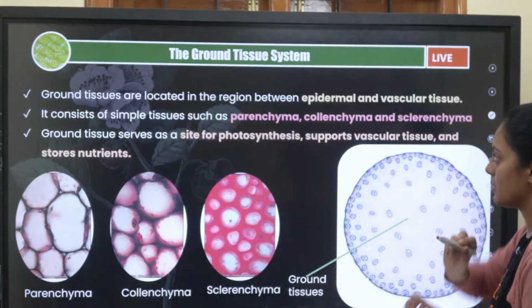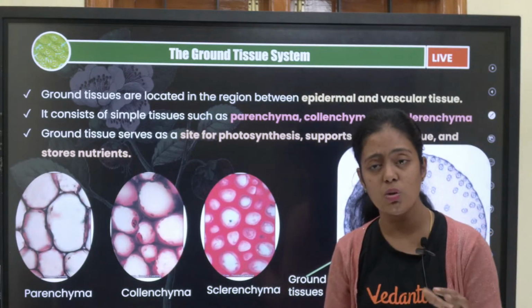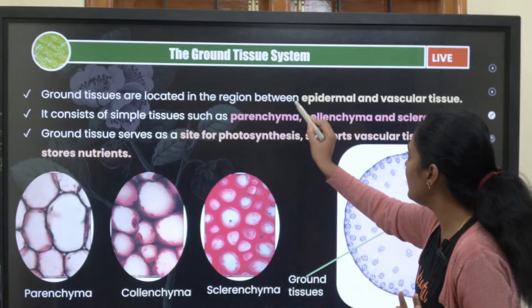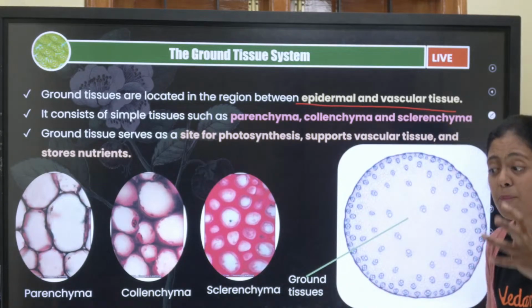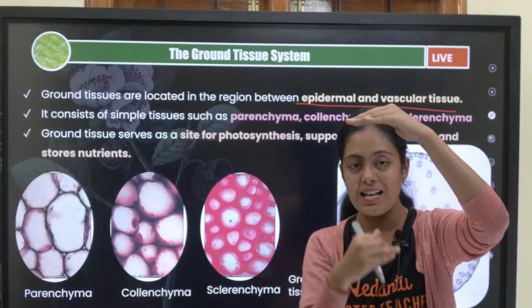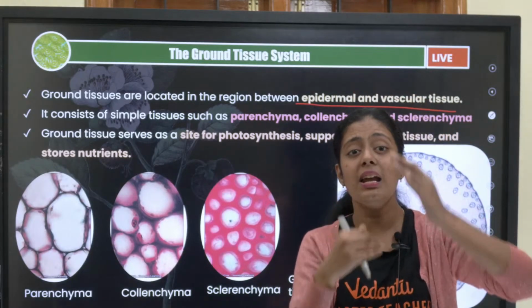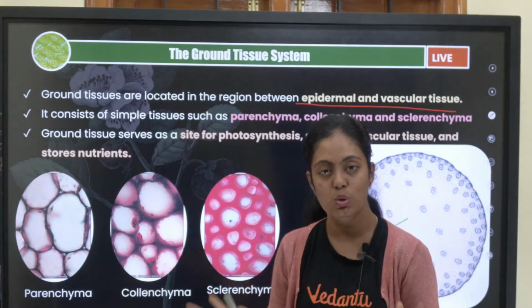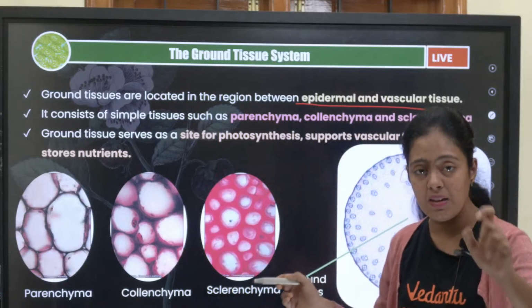Okay, yes. The next one we have is ground tissue. So what is ground tissue? It is a tissue that is present between the epidermis and the vascular bundle. I have the epidermis, below it I have the vascular bundle, and the tissue in between is what we call ground tissue. Okay, this definition is very important.